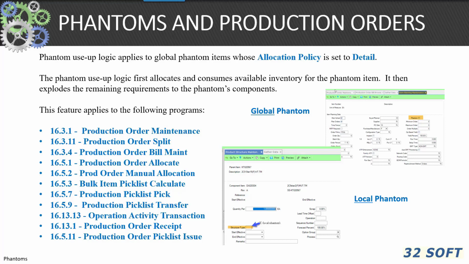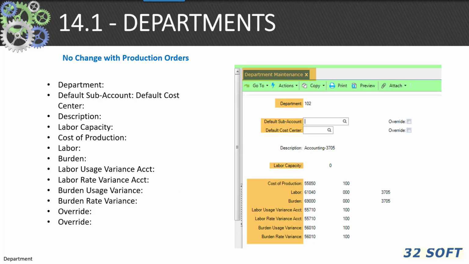Phantom use-up logic applies to global items whose allocation policy, the new policy code, is set to detail. The use-up logic is it first allocates and consumes available inventory for the item and then explodes the remaining components into their requirements. You can see the global phantom at the item level and the local phantom at the bill of material level. And this applies to maintenance, splits, bill maintenance, allocations, pick list, transfers, all of those functionalities. Big word of caution with phantoms.